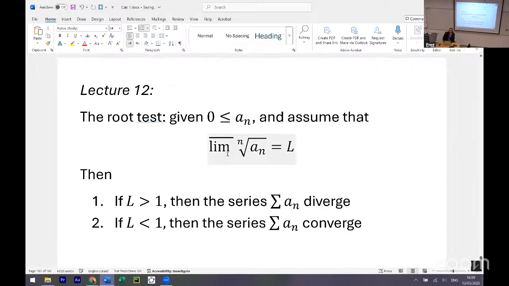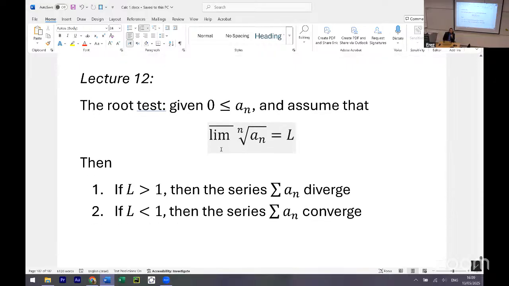So the difference will be that here we take the lim sup in both cases. In the ratio test, we'll take the lim sup for one case and the lim inf for the other. So you see it's rather similar. It's always limit, larger than 1, smaller than 1. The only difference is that in the ratio test, one of them is lim inf and not lim sup. Why, you will see during the proof.